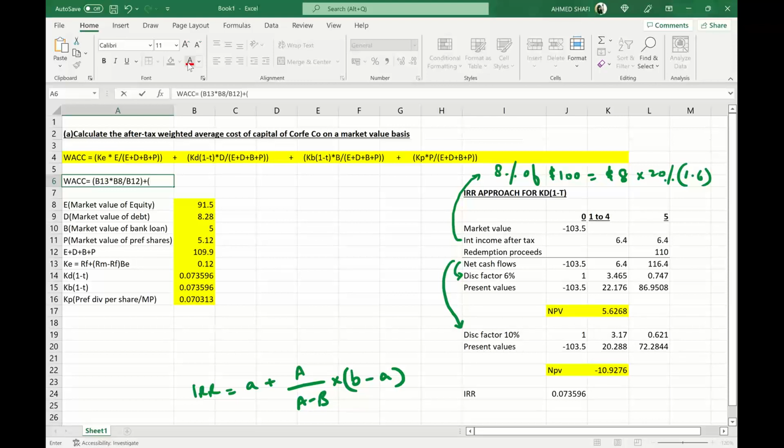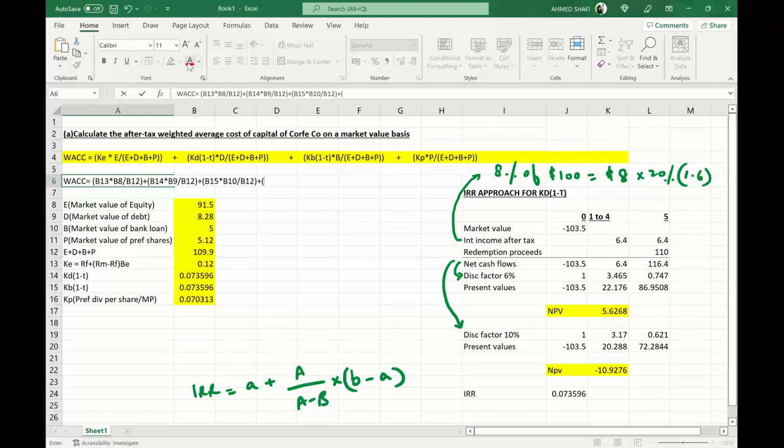Plus KD(1 minus T). KD(1 minus T) is in cell B14, into D. D is in cell B9 over E plus D plus B plus P. That's in B12. Second bracket done. Plus KB(1 minus T). KB(1 minus T) is in cell B15, into B. B is in cell B10 over E plus D plus B plus P. That's B12. Okay, bracket closed.